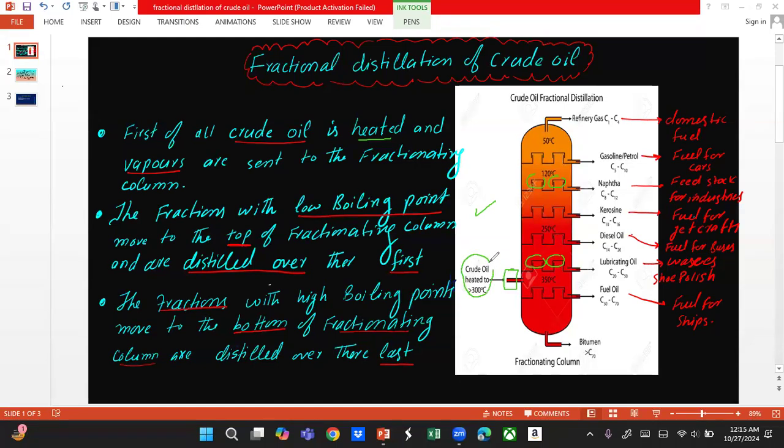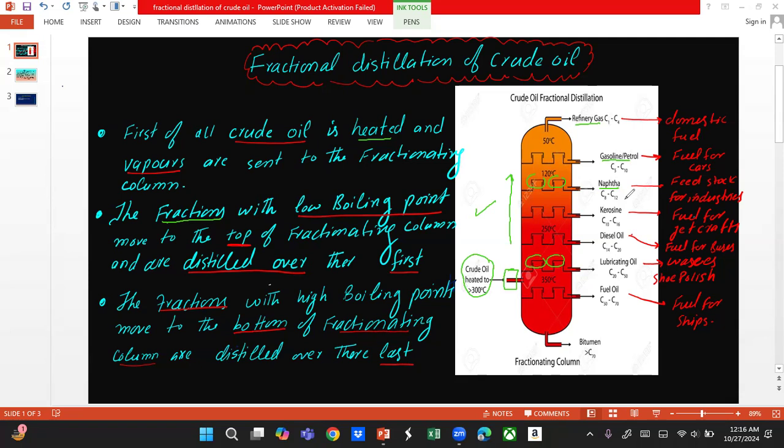This is the crude oil. The crude oil is heated at a temperature of 300 degrees centigrade. Although it may vary a little bit, this is the average temperature given to you, okay? So when the crude oil is heated, the fractions enter into the fractionating column. The fractions with low boiling point will move to the top of the fractionating column and will be distilled over there first. So these are the fractions which are separated at the top. These fractions have low boiling points, that's why they are separated first.